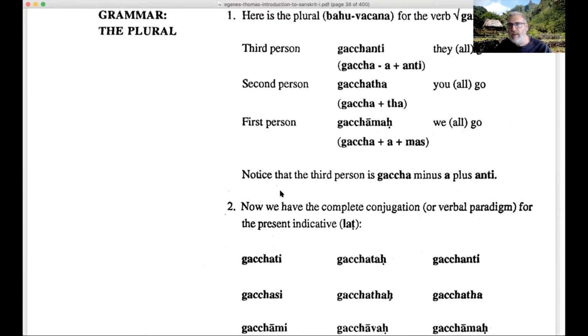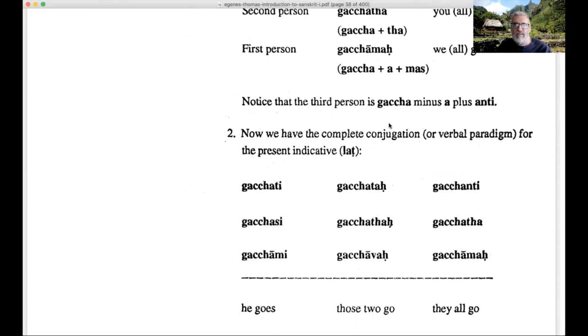First person, right? I, we two, or we both, we all, right? So we're learning we all now. We're learning plural. So gachamaha, gachamaha. It's gacha plus a plus mas. Now notice he's put mas here, but here it says gachamaha. That S is going to turn into a visarga. That's sandhi. So don't worry about that.